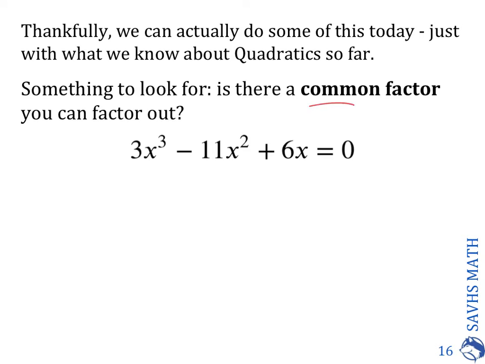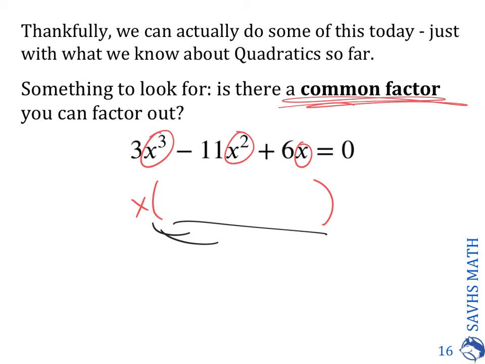What I'm looking for is a common factor. This is sort of the first thing you can be looking for when you're solving these equations. Is there a common factor you can factor out? And there is. There's an x in each of these things. So if I rewrite this, I could write this as x times some stuff. And the stuff in here, when I distribute the x back through, I must get this again. So this has to be 3x squared, minus 11x, plus 6 equals 0, because it's equal to 0 over here.